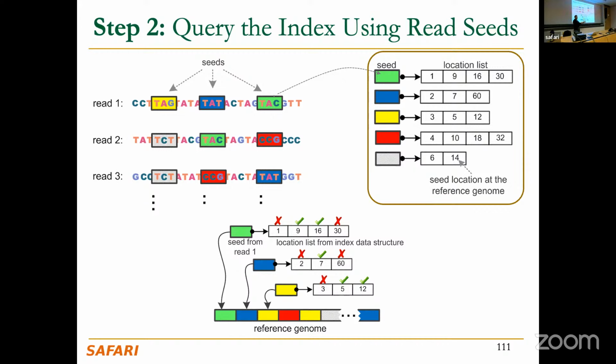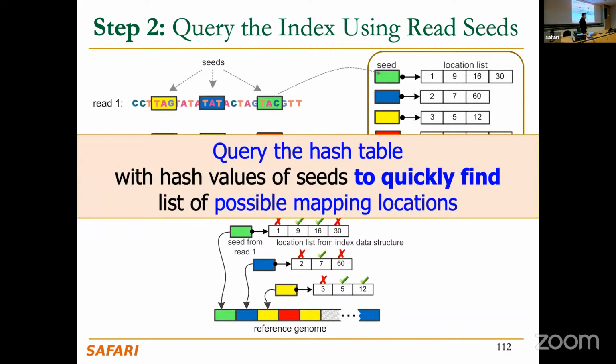We were literally looking at the entire reference genome to figure out where this read can be coming from. But with this approach, we can quickly filter out the regions that this read may not belong to, and then focus on the regions where we have exact matches or approximate matches of seeds, and then do the more costly operations. Basically, this is what's enabling us.